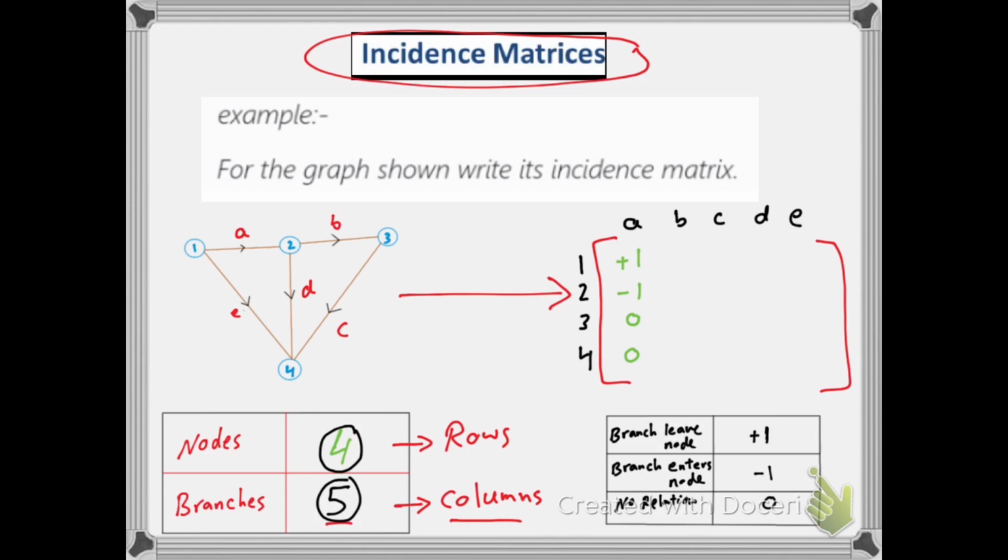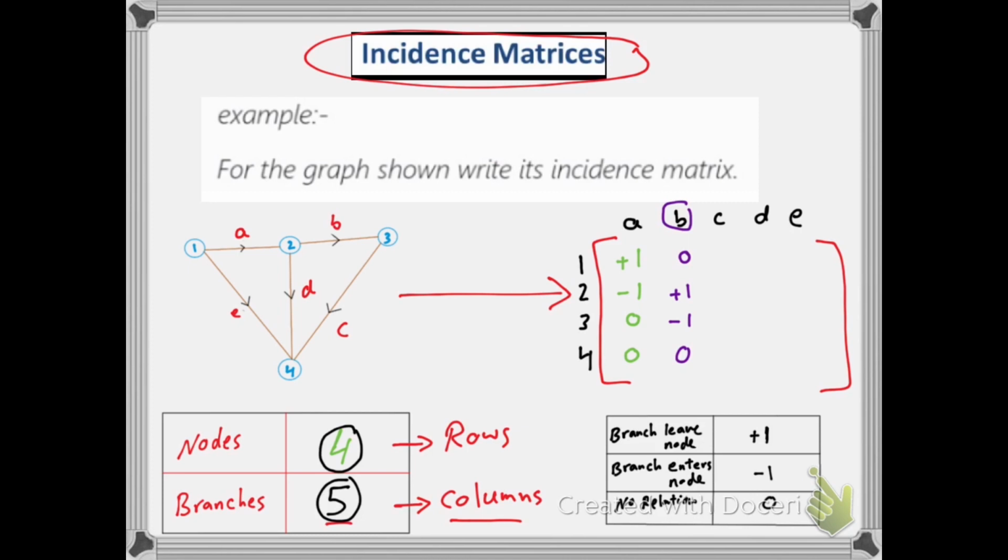In the same way, I will discuss the relation between the branch B and all the nodes. As you can see here, the branch B leaves node 2. Regarding that, at 2 I will put positive 1. And the branch B enters node 3, so at 3 I will put negative 1. No relation between the branch B and the nodes 1 and 4. So at 1 I'm going to put 0 and at 4 I'm going to put 0. Now we have finished the discussion of branch B.